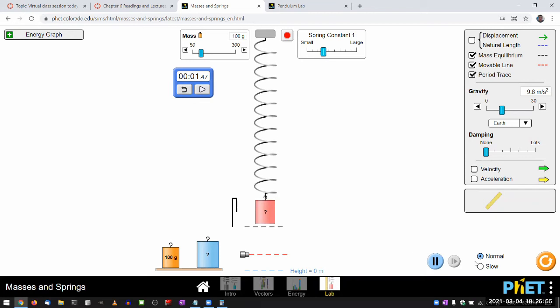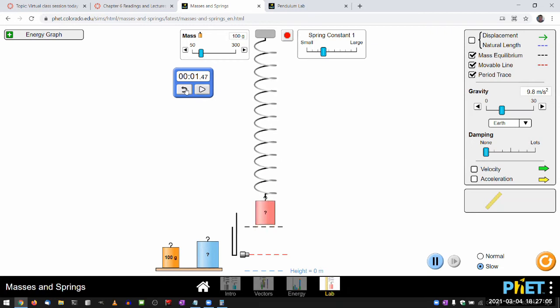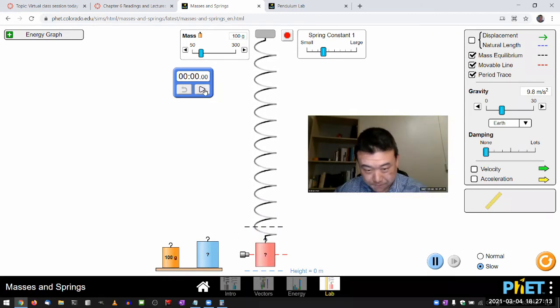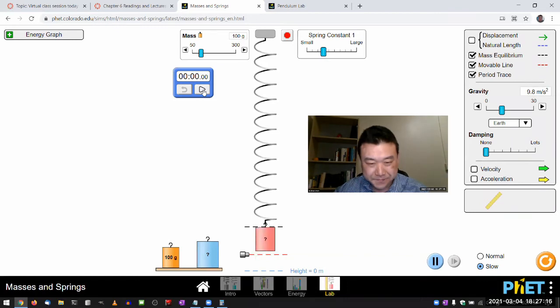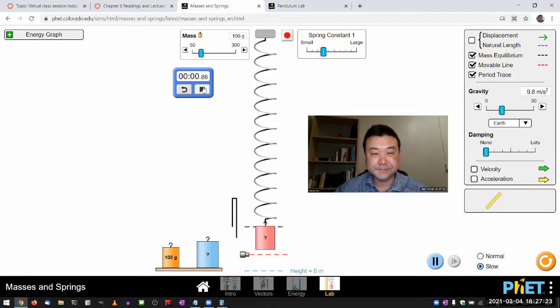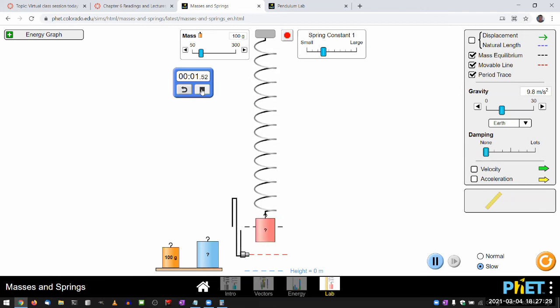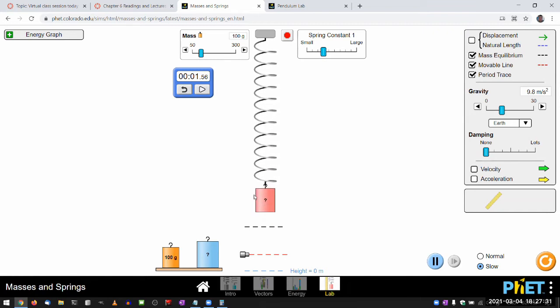Oh, it looks faster because I'm on normal. Let me do it again on slow so that it kind of matches up. So it goes down and then on its way up, I'll catch it. On its way up. Moving at about half the speed that it was moving before. And this can actually be used to measure the mass. That's one of the ways you can figure out this mystery mass.